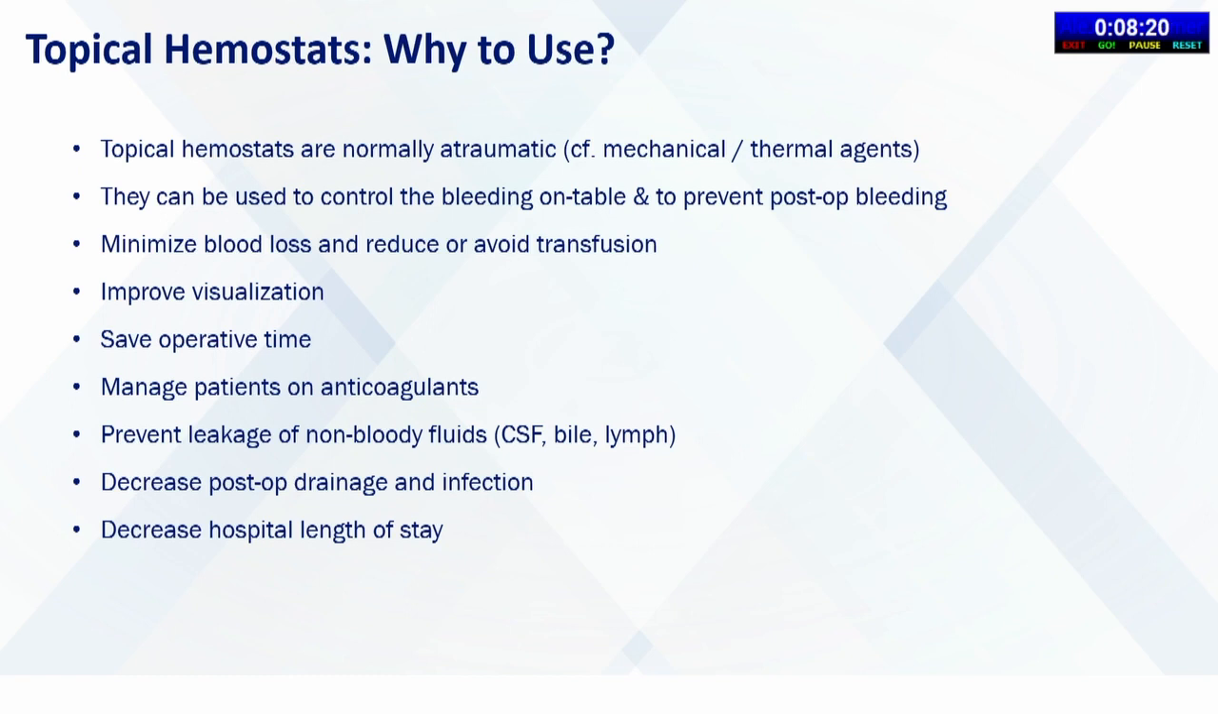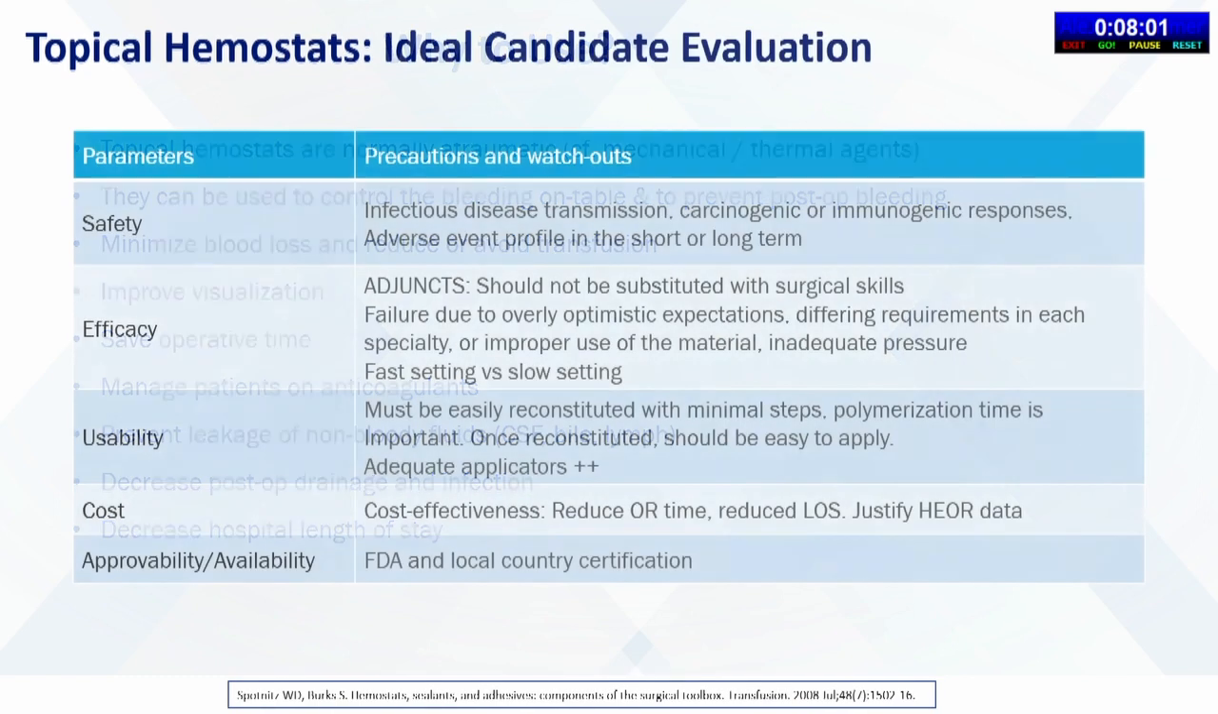Especially in neurotrauma cases, the anesthetist doesn't have the luxury to stop aspirin or other anticoagulants if a patient is on them. So in those cases, they can be really important. And certain hemostats also work as sealants, so they can prevent leakage of body fluids like CSF, decrease post-op drainage, and shorten hospital length of stay.